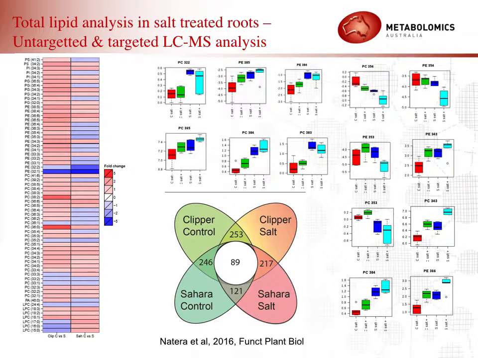The Venn diagram is showing only 89 lipid species are common within the 4 groups, and the lipid profile in Clipper shows less effect from salt than Sahara, as only 121 common lipid species between salt treated and control, while Clipper has 253 common lipid species within treatments.